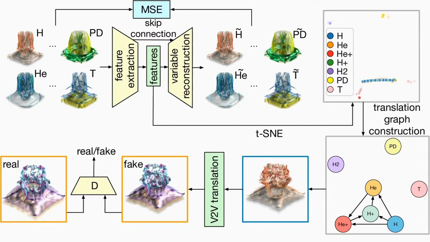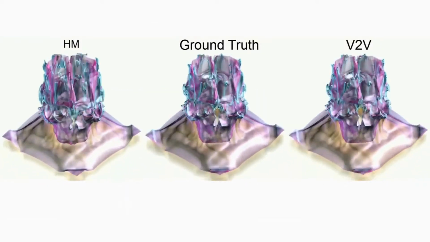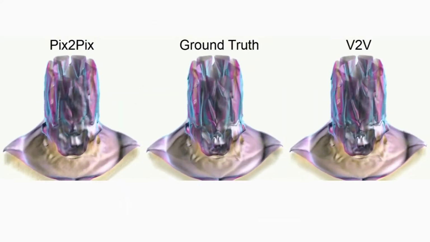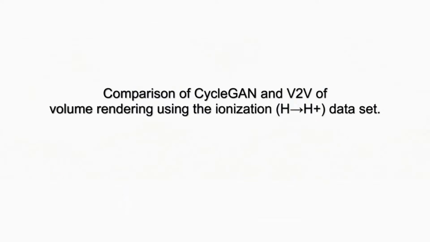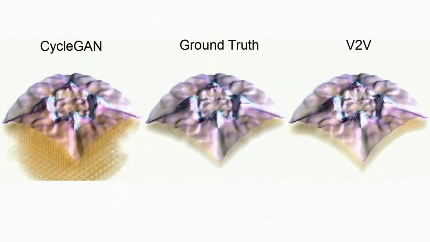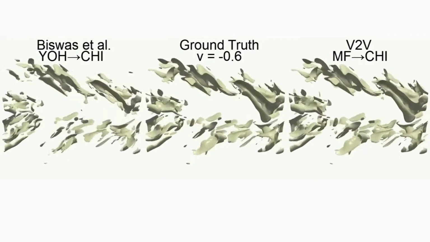We propose V2V, a comprehensive pipeline for variable selection and translation for multivariate time-varying data. Our approach contains feature learning, translation graph construction, and variable selection. To demonstrate the effectiveness of our approach, we compare histogram matching, pixel to pixel, and cycloGAN to evaluate variable translation. In addition, we also compare an information-aware framework to evaluate variable selection.